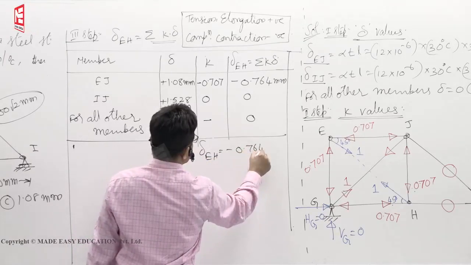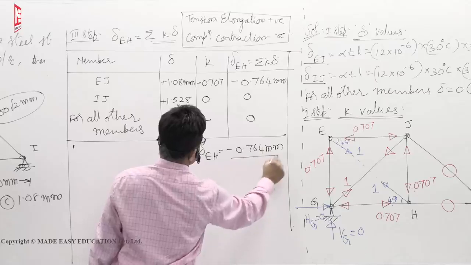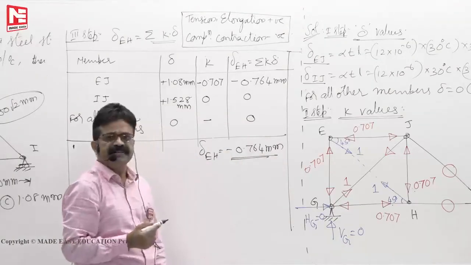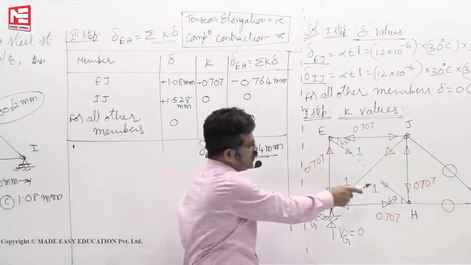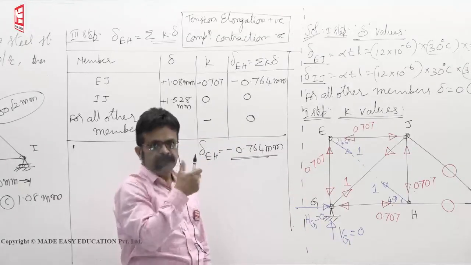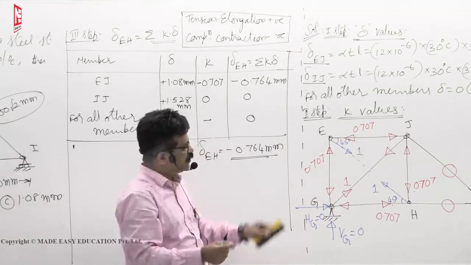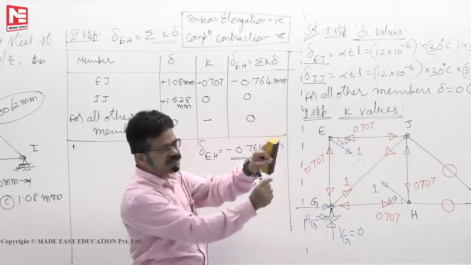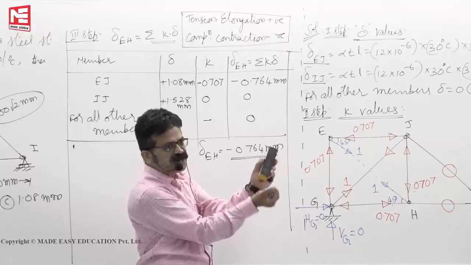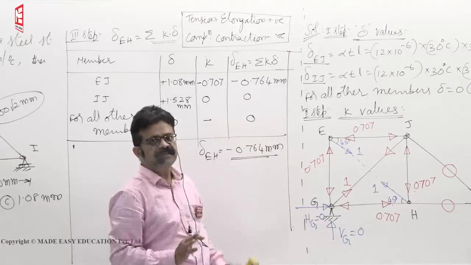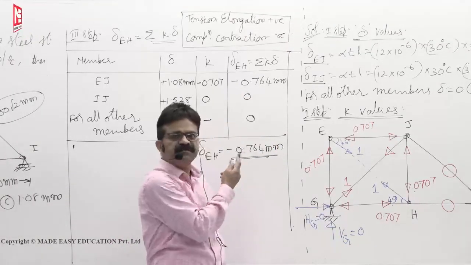minus 0.764 mm. Here simply minus indicates that the relative displacement is opposite to the direction of unit loads. You thought in the beginning that E and H move towards each other. Negative sign means they don't move towards each other, they move away from each other. That's all. That is the implied meaning of minus.